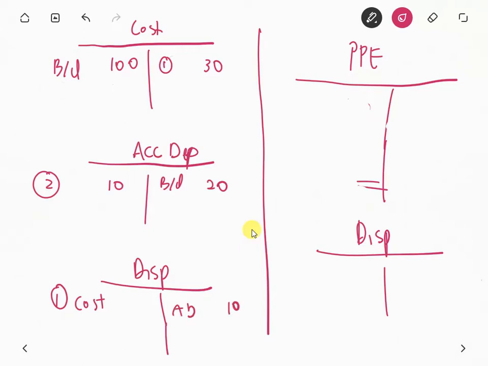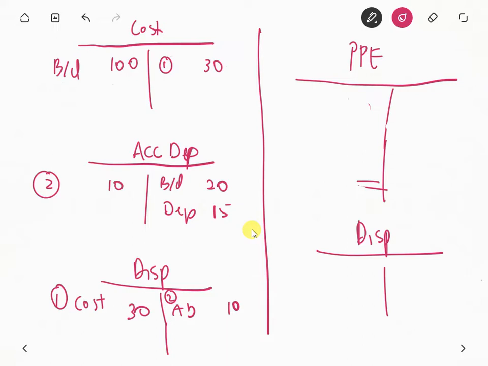Do we do this? Step 1 and step 2. Are we transferring net book value 20 over? Yes. Next question. What if during the year there's a depreciation? Where should I put the depreciation? Here.